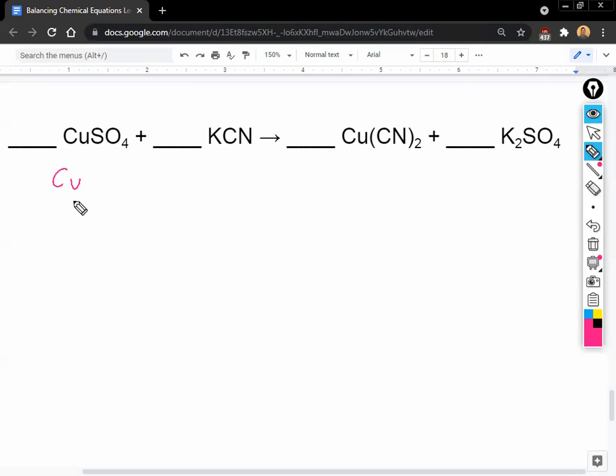Okay, so we have copper. We have sulfur, oxygen, potassium, carbon, nitrogen.